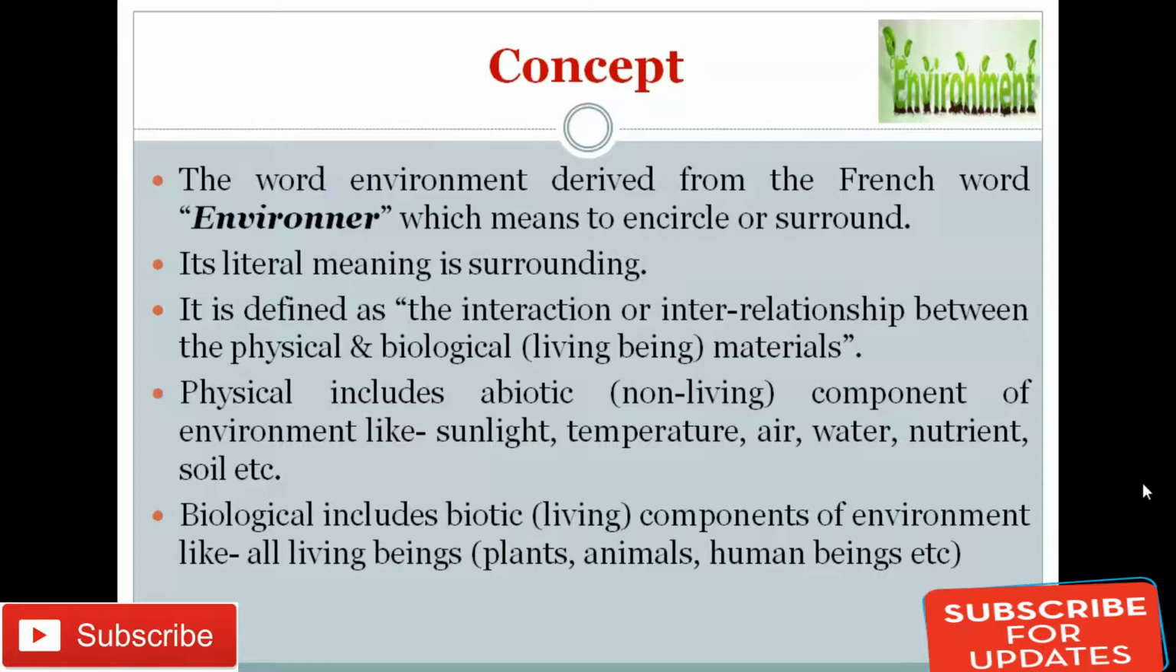Physical component includes non-living components which are present in our surrounding area, such as sunlight, temperature, air, water, nutrient, soil, etc. On the other hand, biological component includes all living components which are present in our surrounding areas. It includes all forms of living beings. It may be plants, animals, or human beings. And the interaction between these living and non-living components designs a model of environment.